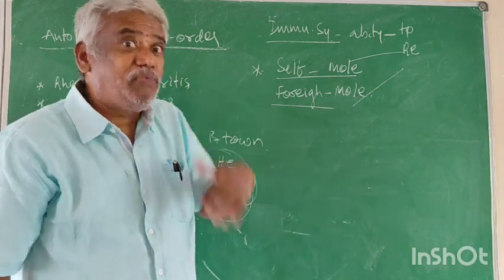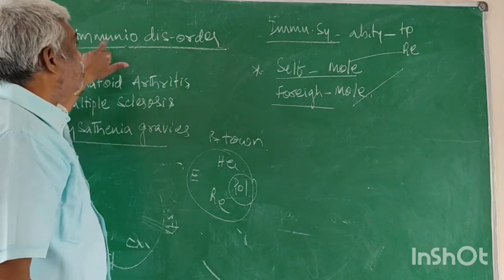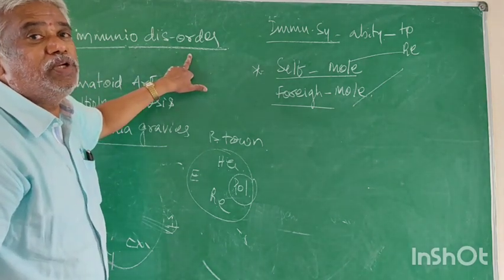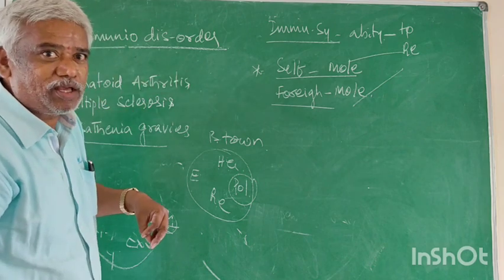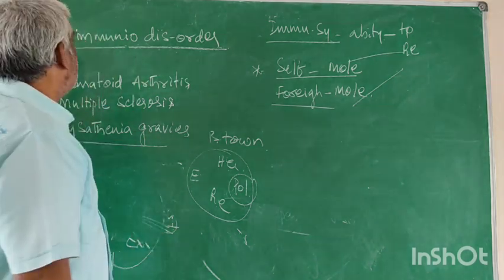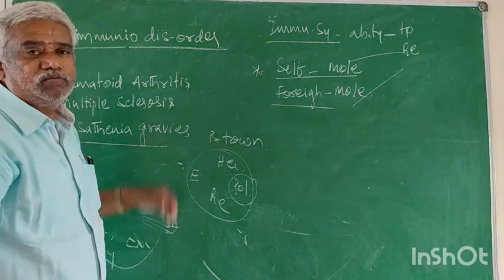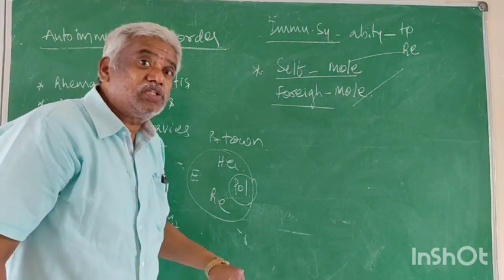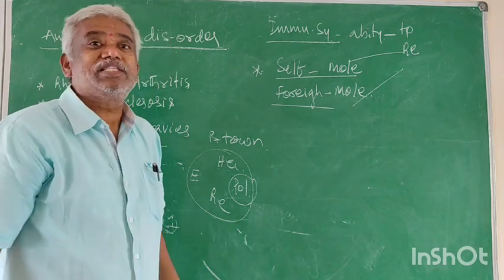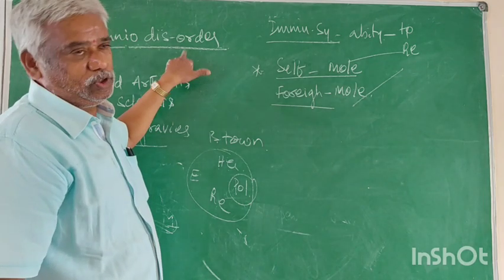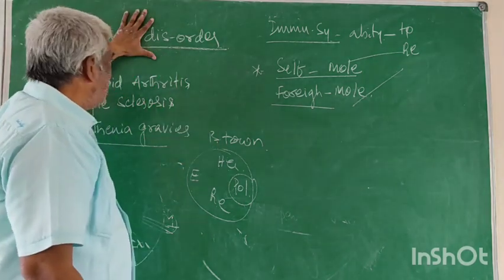Immunity system is a self-damage. Autoimmune disorder: if any disease is caused by the immunity system within the same body, that is called as autoimmune disorder. If any disease or disorder is caused by the immunity system within the self body, such disorders are called autoimmune disorder. Right.